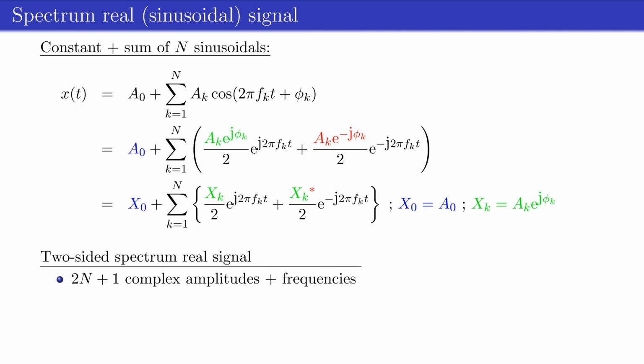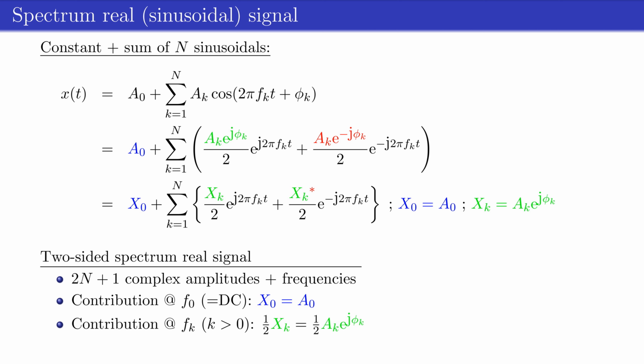Thus, the spectrum of such a real signal can be described as a two-sided spectrum which consists of 2N+1 components. The contribution at frequency f_0 is equal to a real number X_0 is A_0. The contribution at positive frequencies f_k equals the complex number half X_k is half A_k e to the power j phi_k, while the contribution for negative frequencies, minus f_k, is equal to the complex conjugated version, half X_k star.